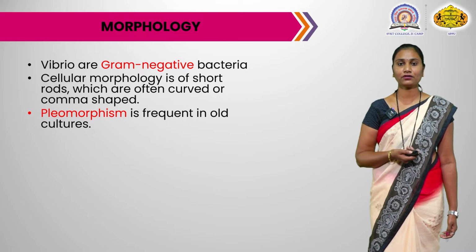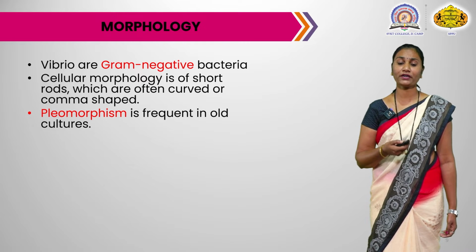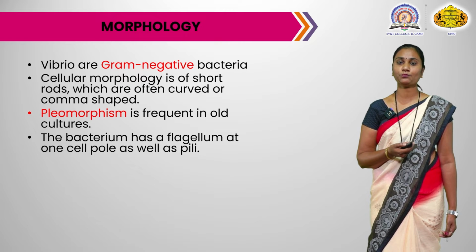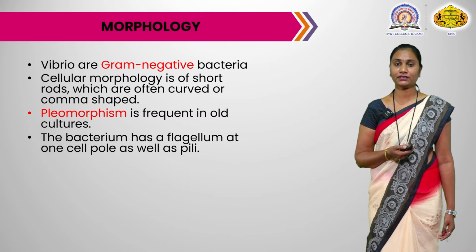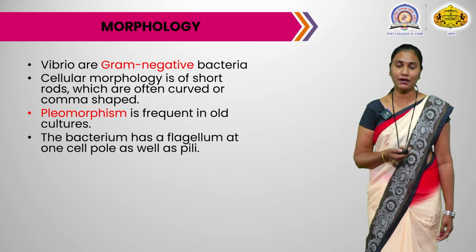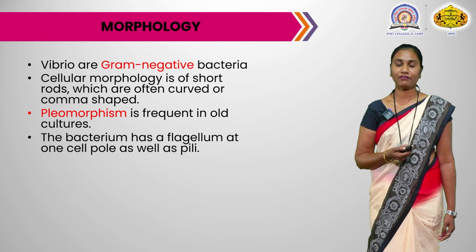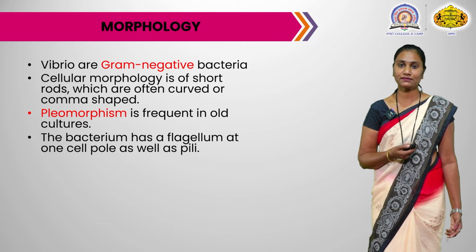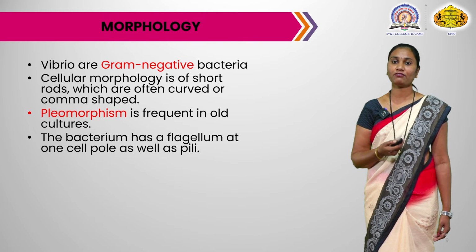So that gives a shape of spiral or S-shaped or curve-shaped. Now this particular organism is a motile one. There is a characteristic motility performed by this organism, and when we talk about motility, flagella is always associated with motility. So if an organism is motile, surely it is going to have a flagella.